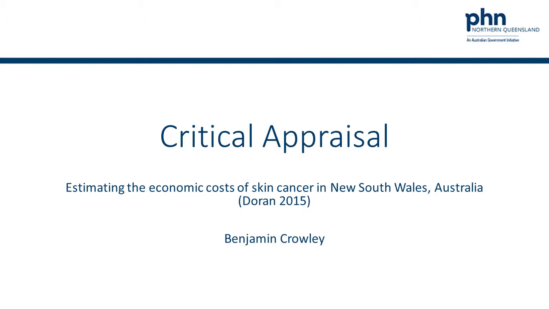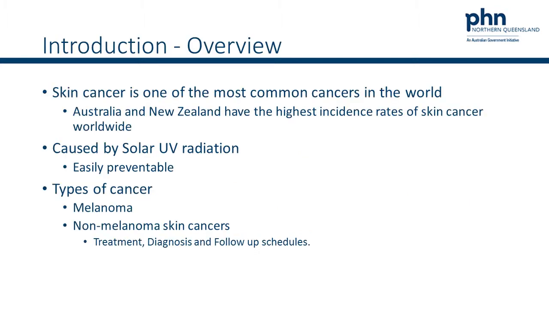The article I would like to present to you today is Estimating the Economic Costs of Skin Cancers in New South Wales, Australia, by Christopher Doran from the University of Newcastle. The study provides background around the prevalence of skin cancers, with Australia and New Zealand having the highest incident rates of skin cancers worldwide. They also describe the causes of skin cancers, which are predominantly solar UV radiation. They go on to describe the types of cancers, which are melanoma and non-melanoma, the treatments, diagnosis, and follow-up schedules.